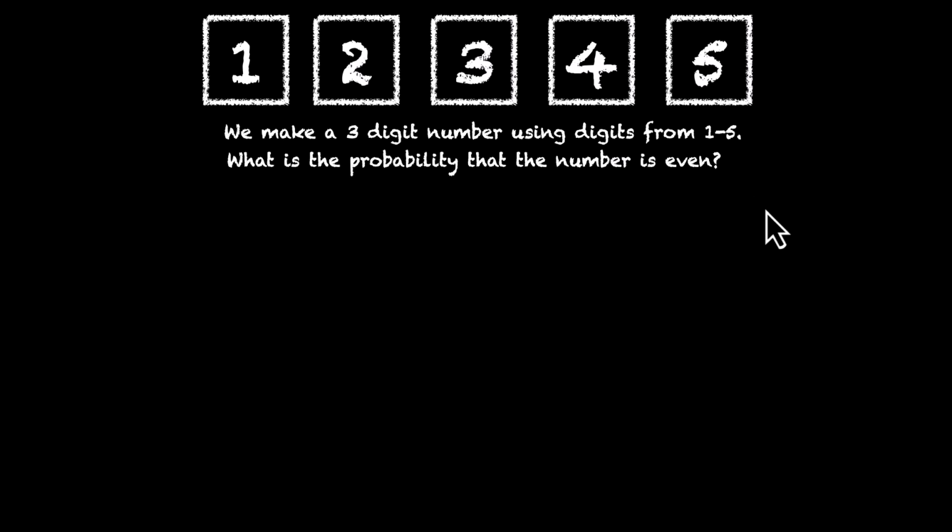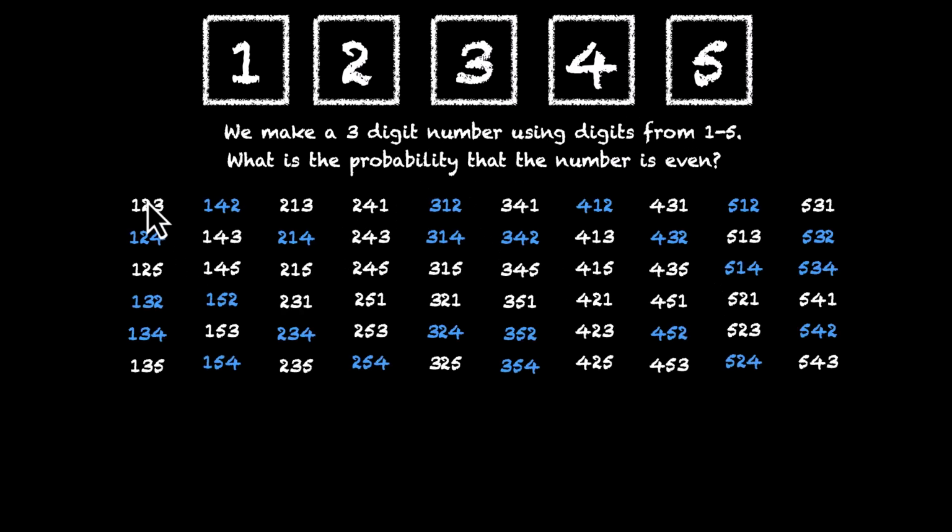Alright, so one way would be to list down all the numbers that we can form. Here we're picking these digits, so repetition is not allowed. So we have this entire list of 3-digit numbers. From this list, we have some blue numbers which are even. How do we find the probability? We'll count these, and we can use concepts from the chapter PNC here.